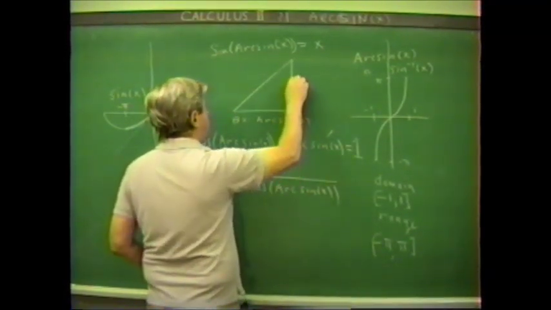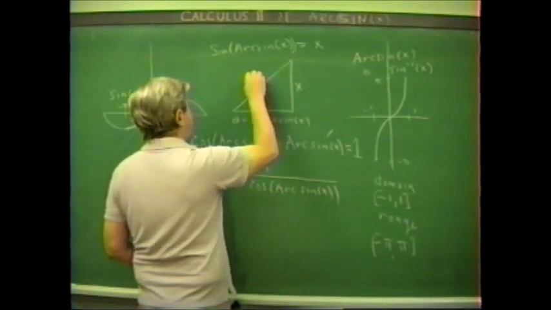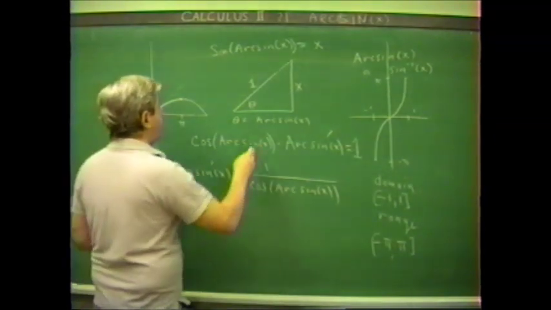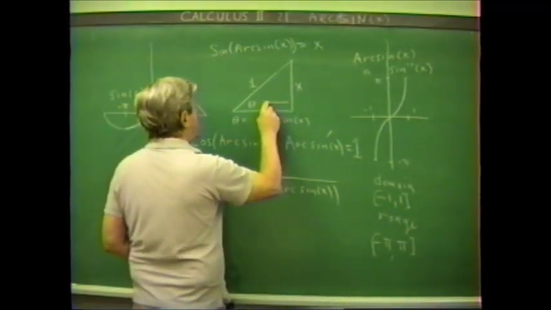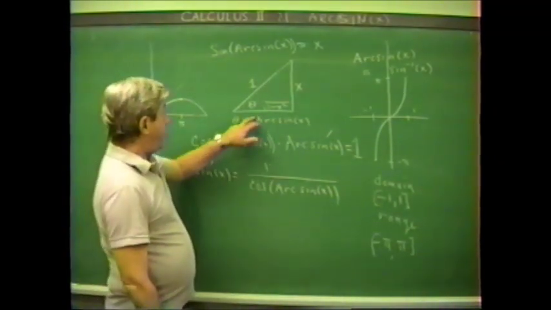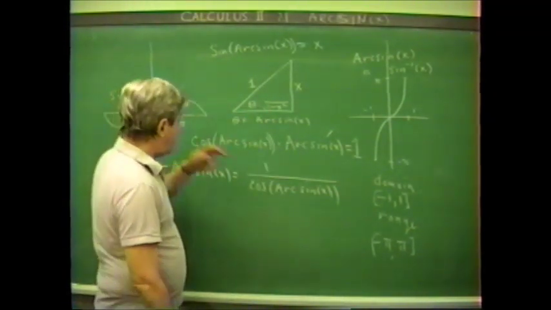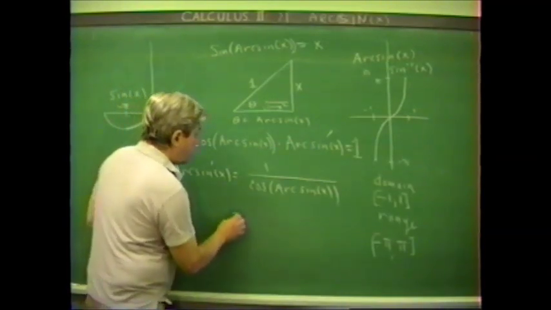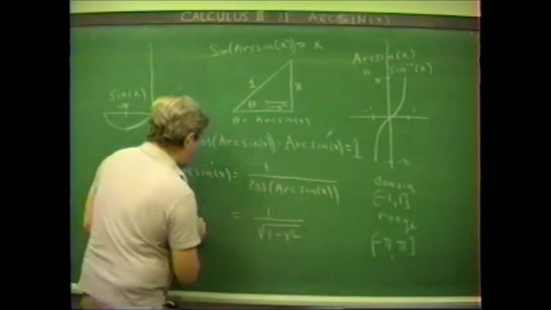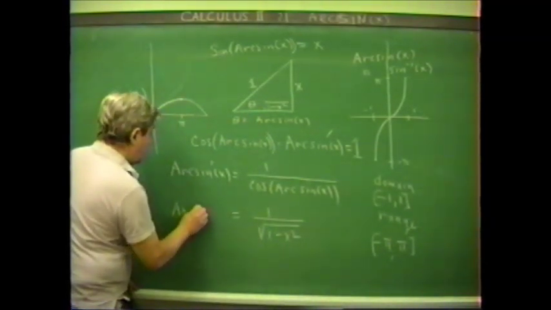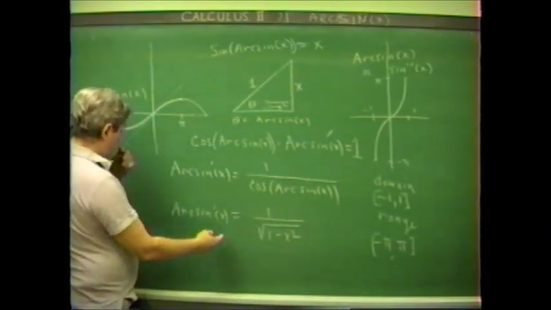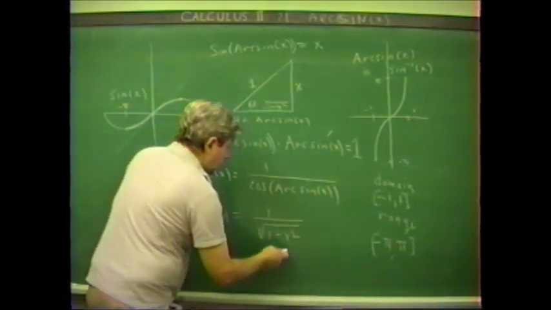right, then this is going to be theta, and if we put x here and 1 here, then that will represent theta. And the other side of this triangle is going to be the square root of 1 minus x squared. So the cosine of the angle whose sine is x, the cosine of theta, is going to be the square root of 1 minus x squared, and so this is going to be 1 over the square root of 1 minus x squared. It's the derivative of the arc sine of x.